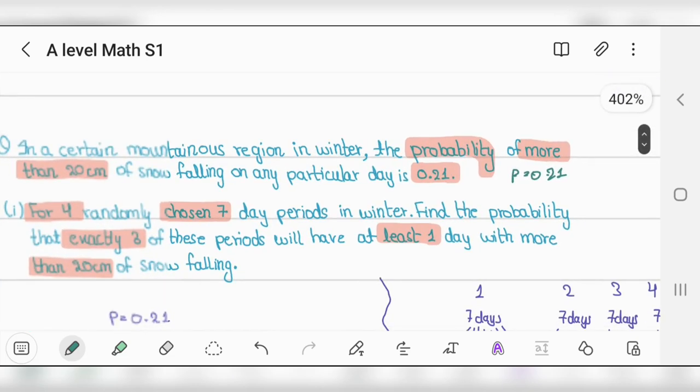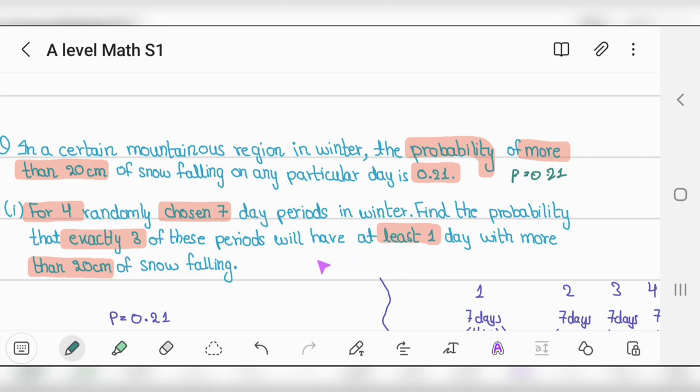And for four randomly chosen 7-day periods. Okay, so we are talking about weeks. So there are 4 weeks. Find the probability that exactly three of these periods have at least one day. So it's going to be 4C3, and then of this P will have at least one day.